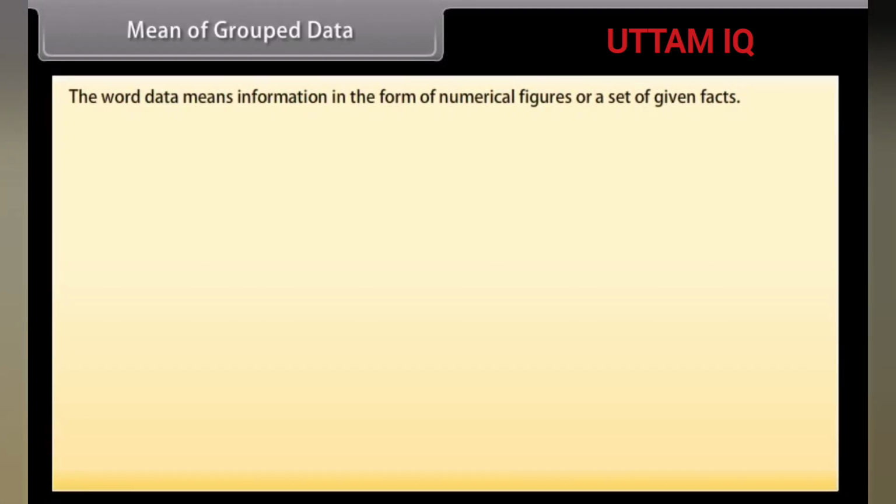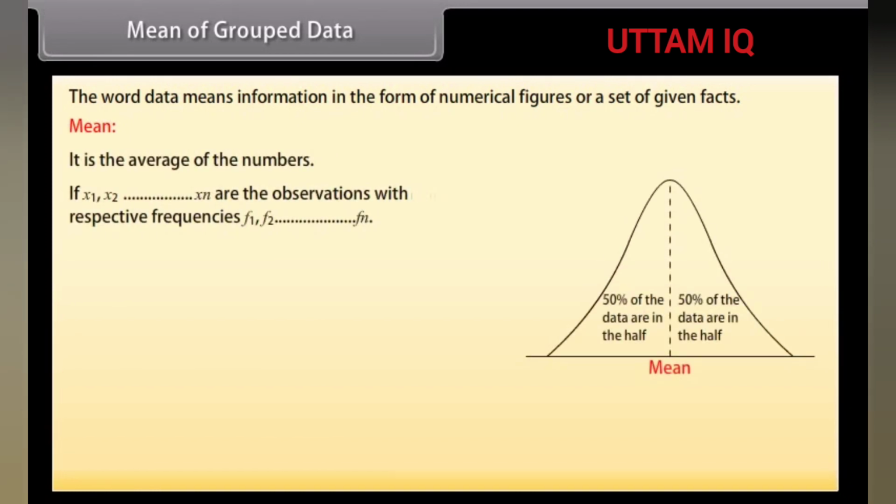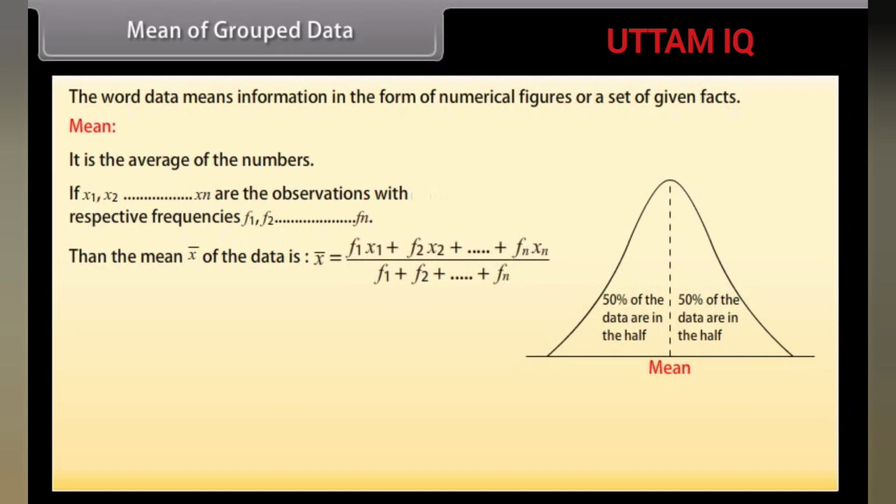Mean of grouped data. The word data means information in the form of numerical figures or a set of given facts. Mean is the average of the numbers. If x1, x2, and so on till xn are the observations with respective frequencies f1, f2, and so on till fn, then the mean x bar of the data is x bar is equal to f1 x1 plus f2 x2 plus so on till plus fn xn by f1 plus f2 plus so on till plus fn.